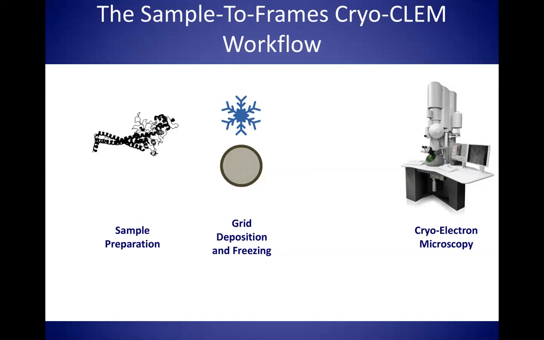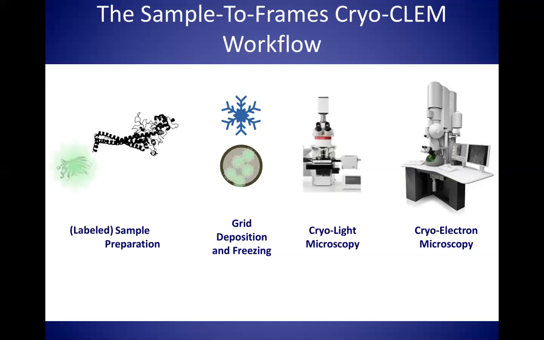In a normal cryo-EM experiment, you would do your sample preparation, and then you would put it onto a grid and freeze it in the manner of your choice. And then finally, you would do cryo-electron microscopy. With Cryo-CLEM, we only add 2 steps. We have to attach a fluorophore to the sample prior to freezing. This is usually using established protocols because fluorescence has been done for many decades now. And then we add cryo-light microscopy in between the grid deposition and the cryo-EM. And if we were to do FIB milling or any other sort of sample thinning procedure, it would happen between the light microscopy and the electron microscopy.